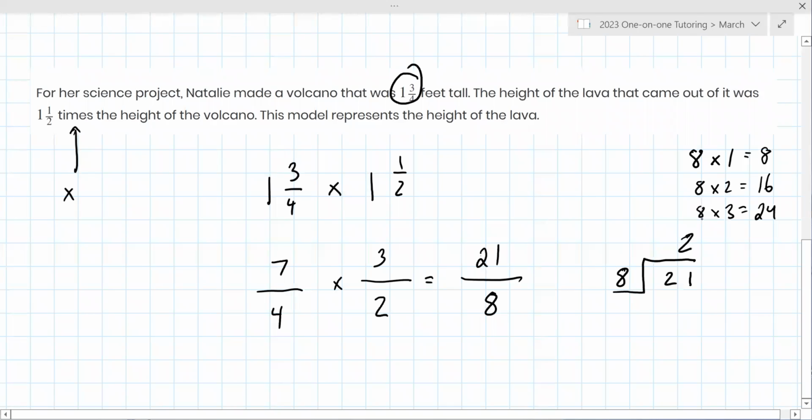2, yes. All right, now this is very important. 2 is your whole number. The whole number is part of your mixed number. Now let's take 2 times 8. What is 2 times 8? 16. Okay, we're going to subtract. What's 21 minus 16? 15. Try again.